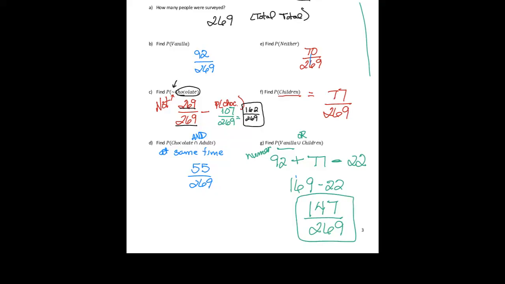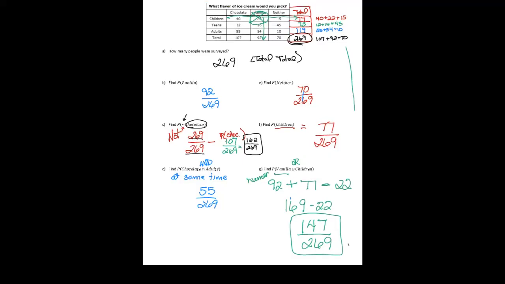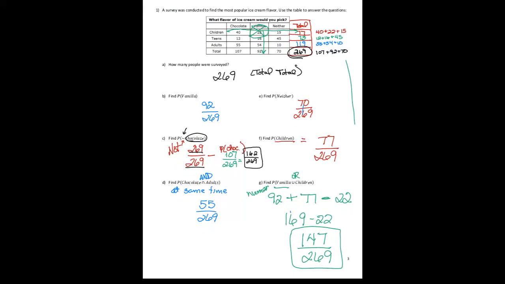Does that make some sense? So if it's or, you're going to subtract. If it's an and, it has to be the same at the same time. Questions on that?